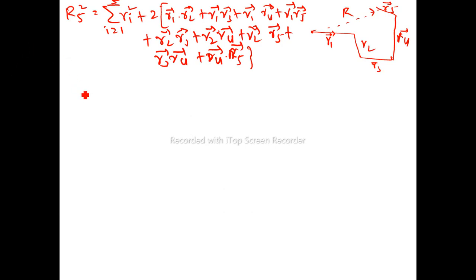So, as we know, we are considering the movement of the particle in solids.